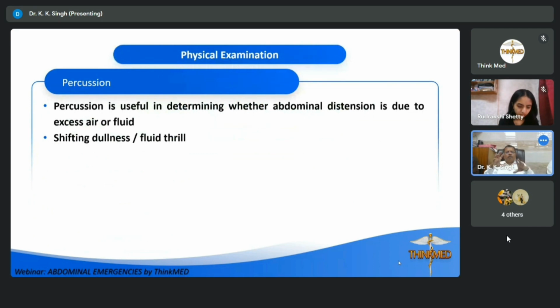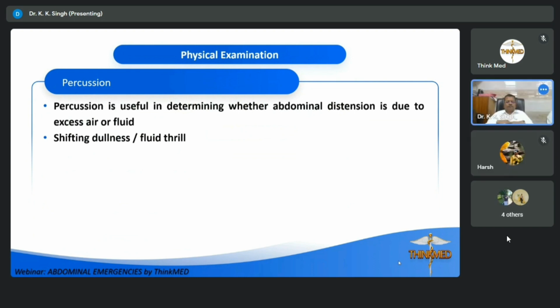Then you will do palpation. First you will do the superficial palpation of all the 9 parts of the abdomen. Then you will do deep palpation. You will try to see whether any organ is enlarged. You will try to see whether there is any tenderness. You will try to see rigidity. You will try to see guarding. You will try to see rebound tenderness. Right? You will see all these things. If ascites is there, you will see shifting dullness, or if there is huge ascites, you will do fluid thrill.